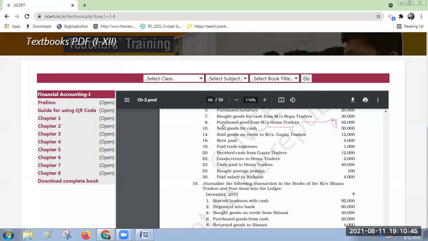What is the journal entry? Think and tell. Purchases account debtor to Hema Traders. Yes, that's all. What is the doubt there? Sold goods for cash. Cash account debtor to sales account. Okay. Next.